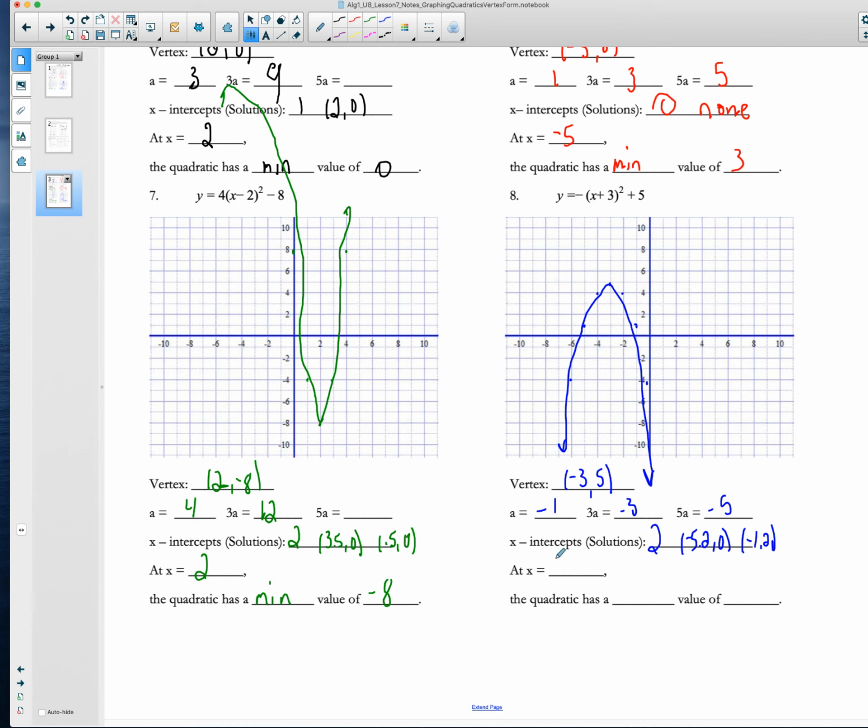Now we do have a maximum here because our graph opens down this time. So at x equals -3, we have a maximum value of 5. And that is it, my friends.